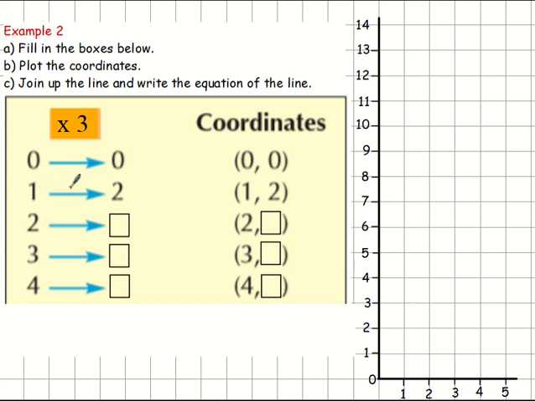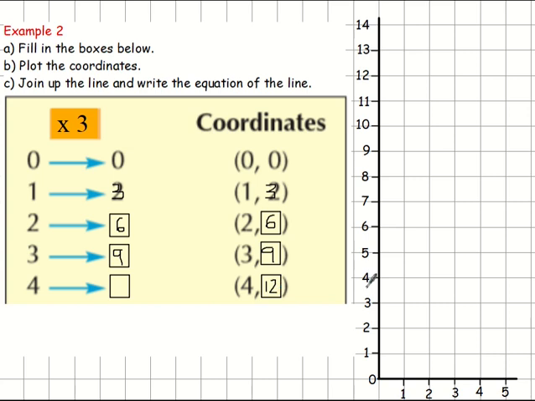1 multiplied by 3 is... Ooh, noticed a mistake there. Let's write over it. That's fine. That's 3. 1, 3. 2 multiplied by 3 is 6. And therefore my coordinate there is 2, 6. 3 multiplied by 3 is 9. I'm going to put a 9 there. And 4 multiplied by 3 is 12.